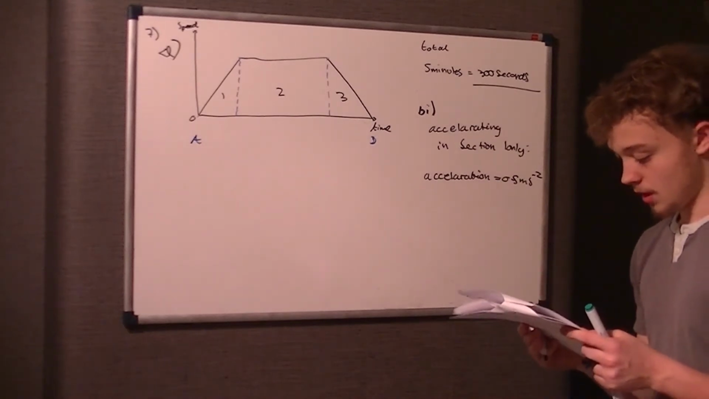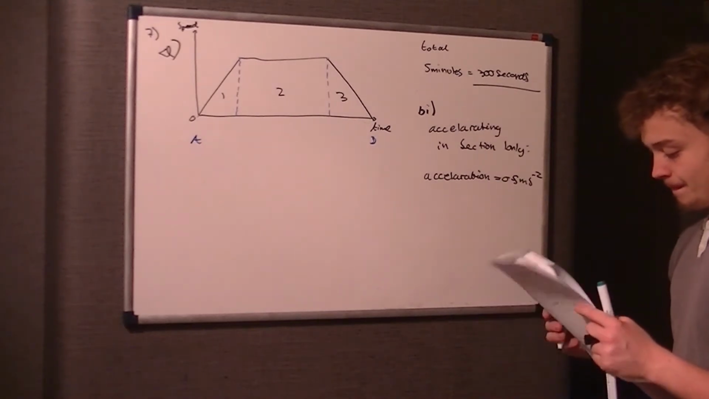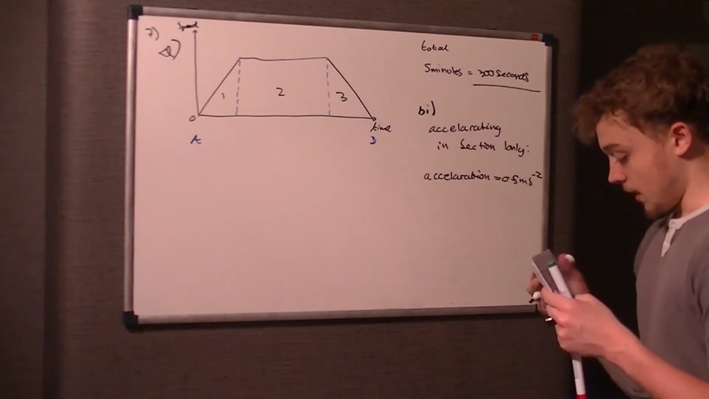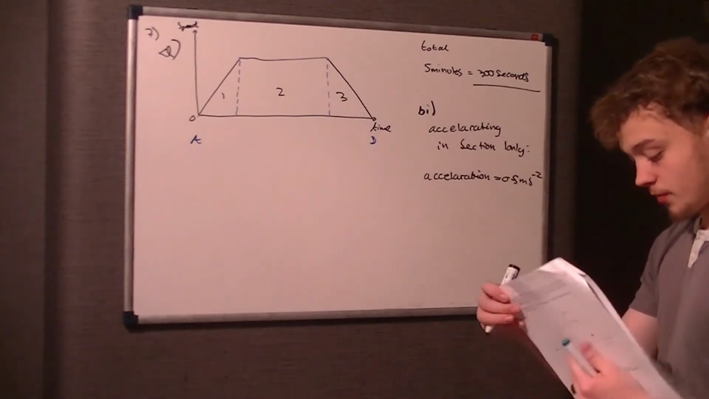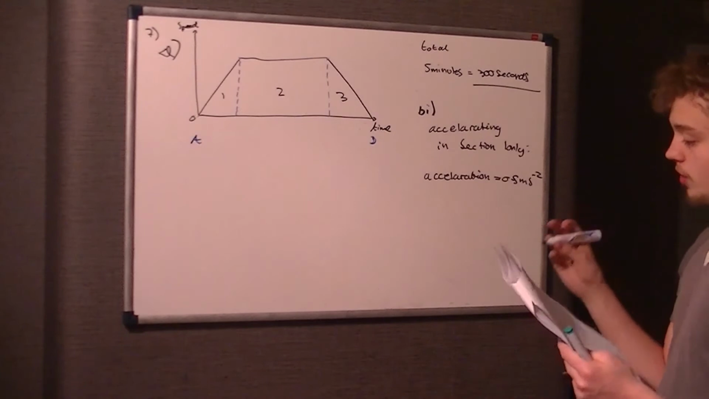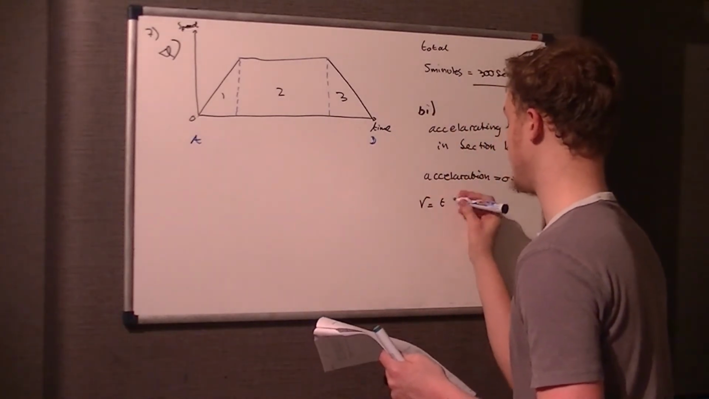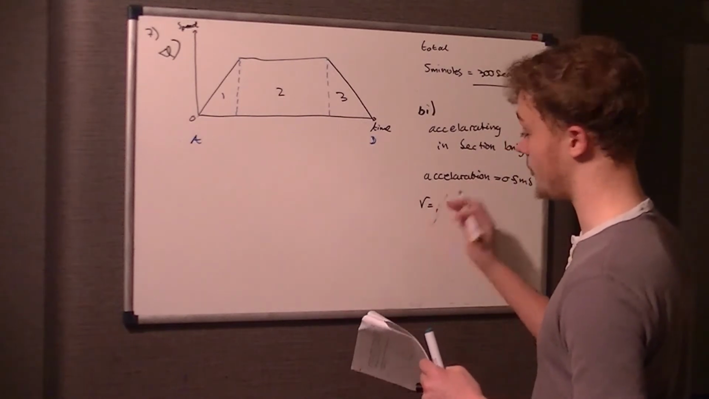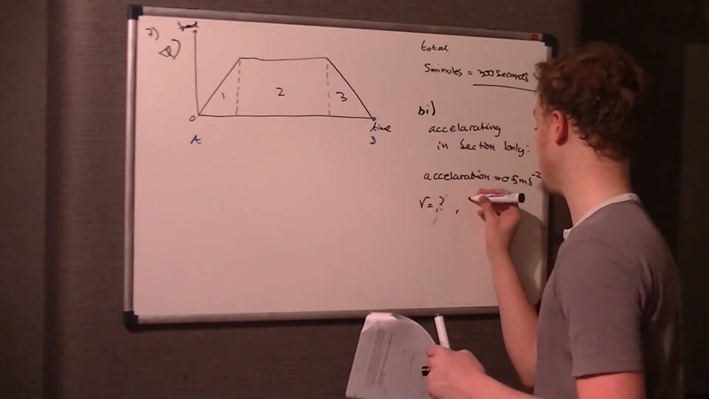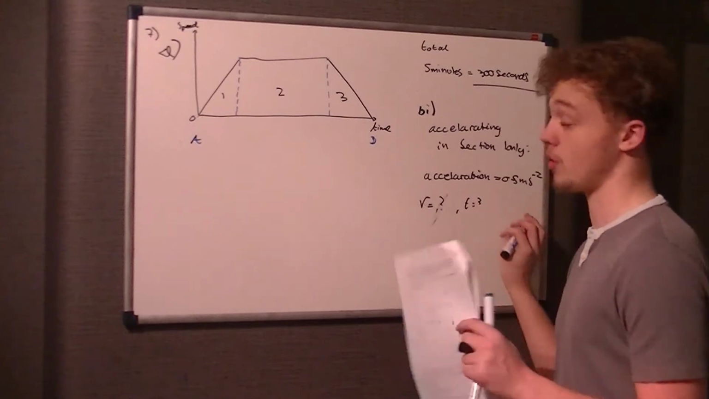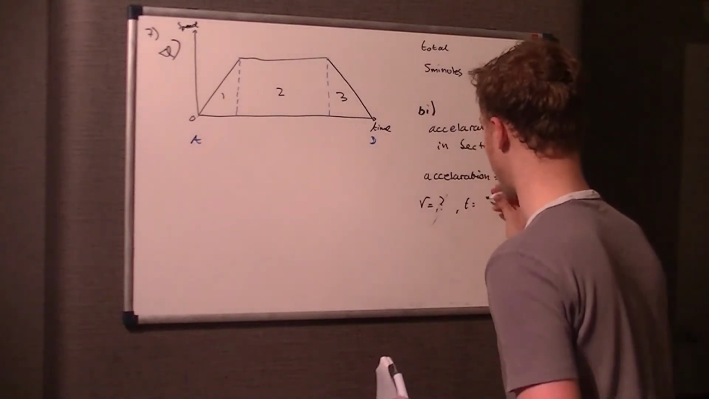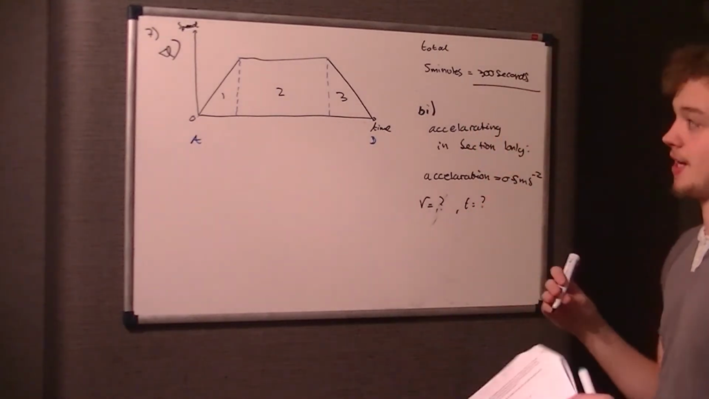Okay. Are we told anything else? No. So what we want is V in terms of T. So we want to find out what V is in terms of T. We don't know what V is and we don't know what T is, but we just need to put them in terms of each other. If we did know one of them, we could work out the other. So if we knew T, we could work out the velocity and vice versa.